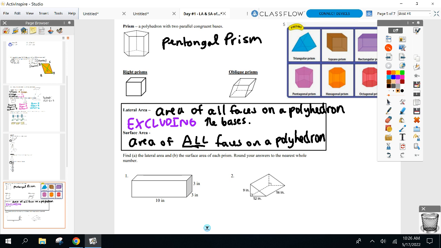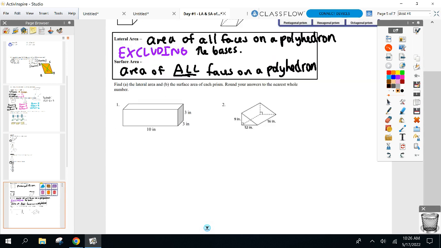I just noticed that. Son of a gun. Okay. I didn't notice I put that there. All right. I know mine looks a little different than yours. I know you guys have number 2, this figure here first. So let's do that one. Find the lateral and surface area.